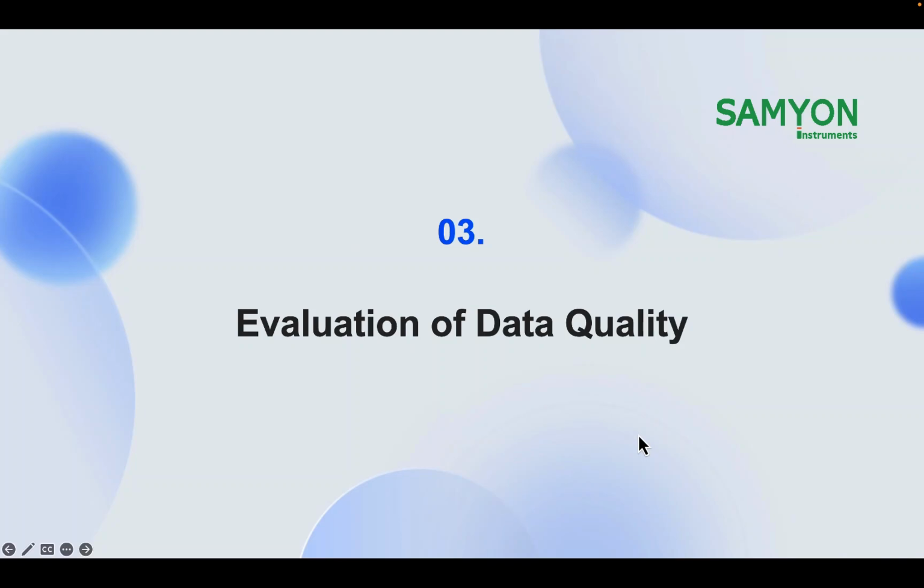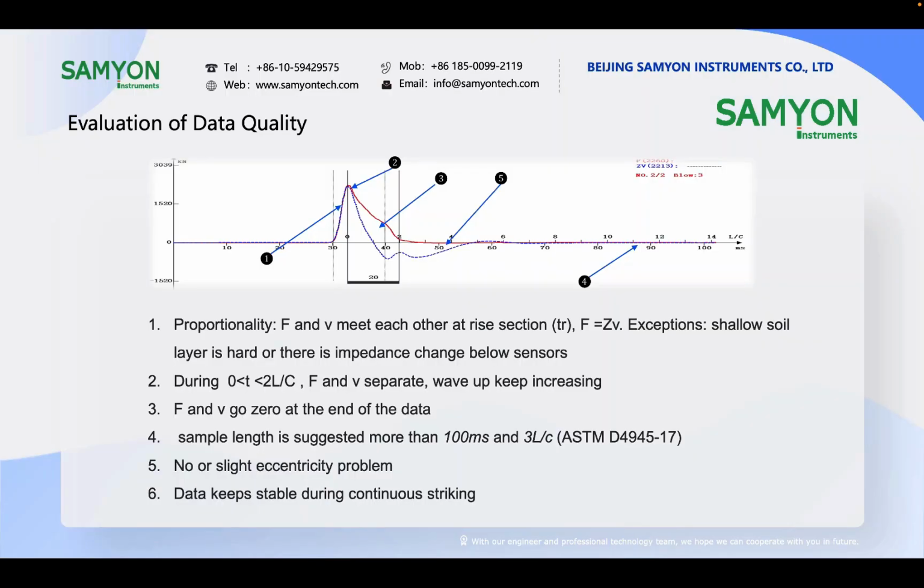Okay, now let's talk about the evaluation of data quality. After we have collected the data, we need to evaluate the data quality to decide if it's good enough to do further analysis. So usually we use the following principles to judge if the data is good enough. First one is the proportionality.